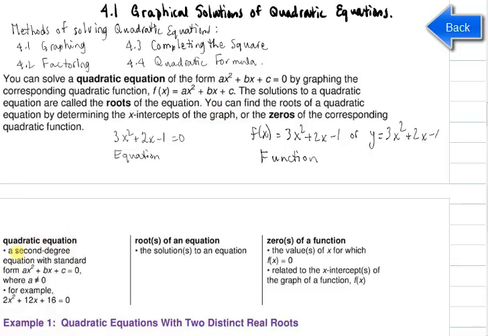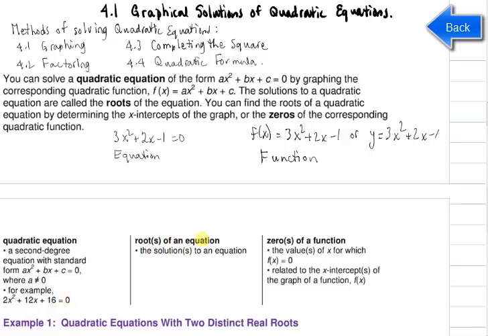Okay, so quadratic equation. First of all, it's a second degree equation with standard form ax squared plus bx plus c equals 0, where a can't be equal to 0. Now we talked about this in an earlier lesson. A can't be 0 because if I plug a 0 in here, then my x squared term disappears and I'm left with a first degree equation, which you know is a linear function, and when you graph that you get a straight line. So this one is second degree, you can tell because the highest exponent is a 2. An example of a quadratic equation would be like 2x squared plus 12x plus 16 equals 0.